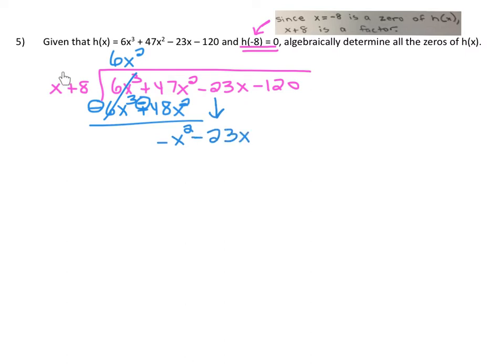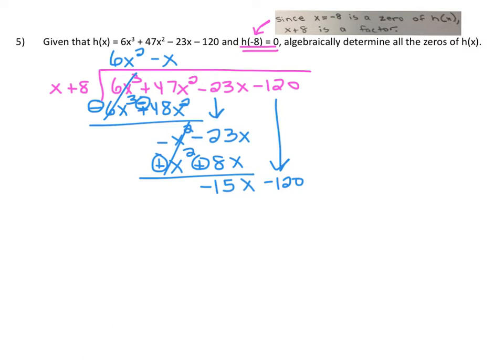Now I ask, what can I multiply x by to give me this first term, negative x squared? I would multiply it by a negative x. So I'm going to put that up here and distribute. Negative x times x is negative x squared, and negative x times 8 is negative 8x. Since we're subtracting, we change our signs to addition and circle them. These cancel, and negative 23 plus 8 is negative 15, and because there are x's on them, we get negative 15x. Let's bring down the last term.